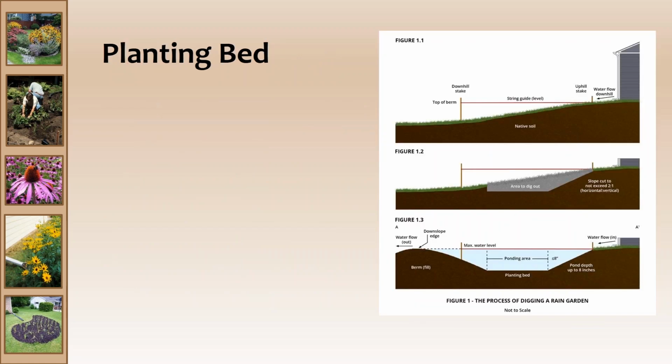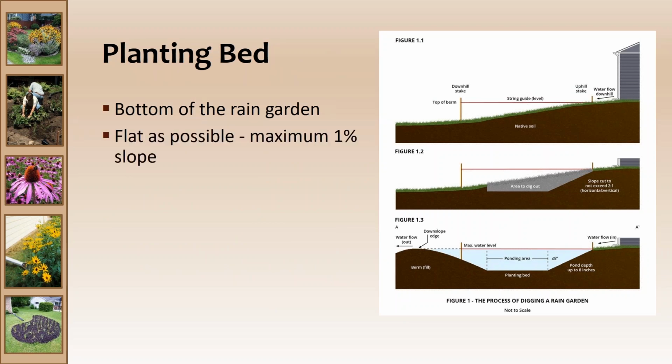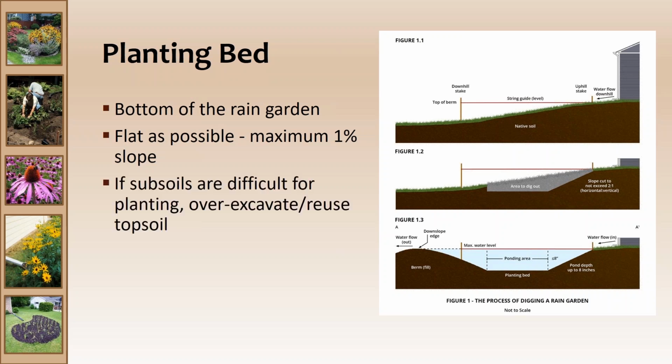The planting bed is the next part in the standard. Here we're talking about the bottom of the rain garden. It needs to be as flat as possible. In fact, 0% slope is the ideal, but we do allow a maximum of 1% slope from one side or one end to the other. That's why you need a flatter site to work with on these types of practices.